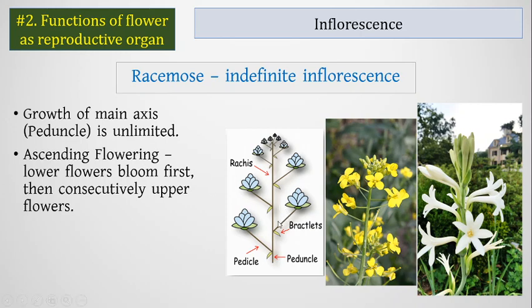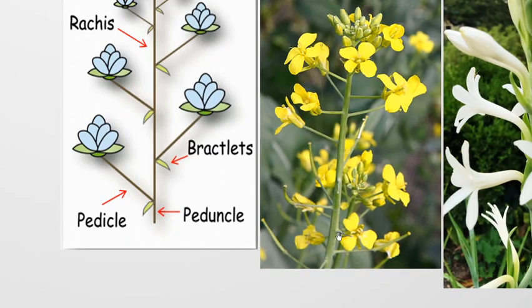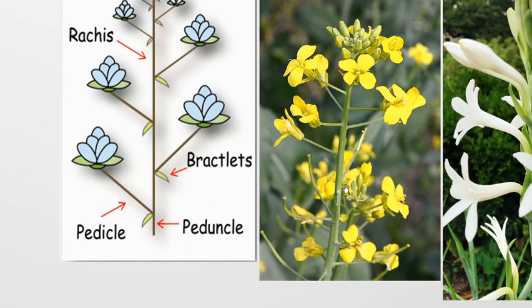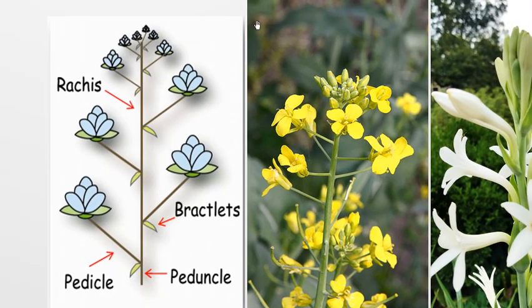And it has a certain style of flower blooming, called ascending flowering. That means the lower flowers on the stalk bloom first, and then consecutively the upper flowers bloom one after another. That is why in the mustard flower we see that the lower flowers on the flower stalk have already bloomed, fully grown, but at the top the flowers are not yet bloomed. So they are awaiting to bloom later on.